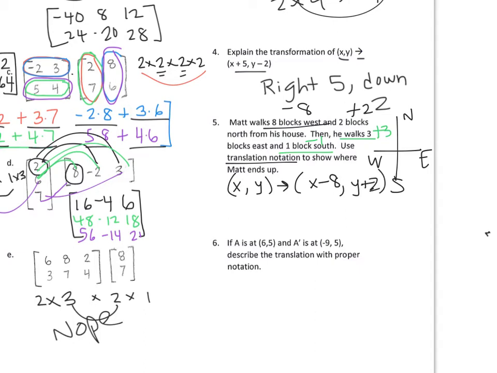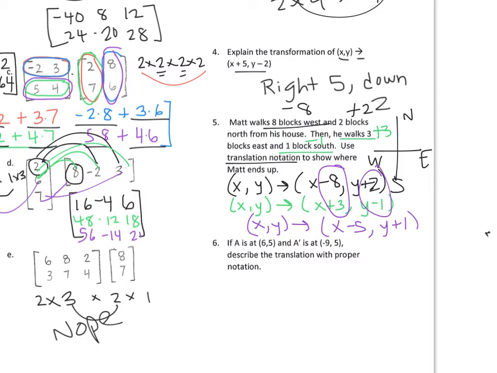And then the green one is going to be the same transformation notation, but then I'm going to go x plus 3 and then y minus 1. So when you put these together, you're going to have the final transformation. Negative 8 and 3 is negative 5. Plus 2 minus 1 is plus 1. So there's my answer.